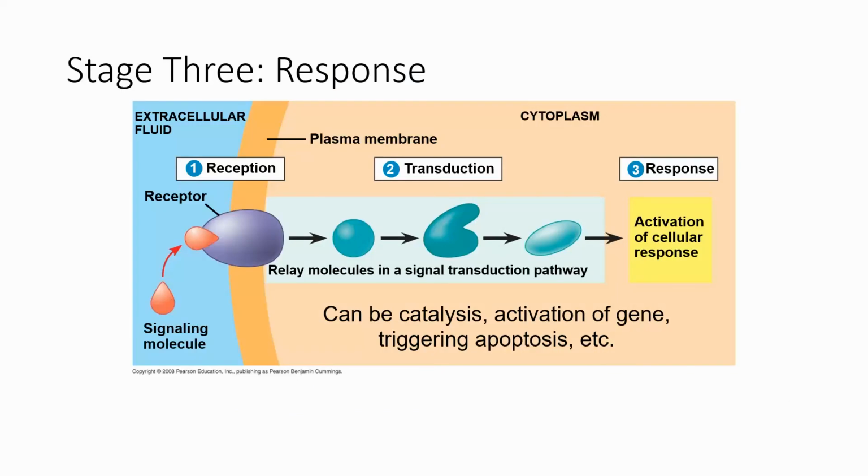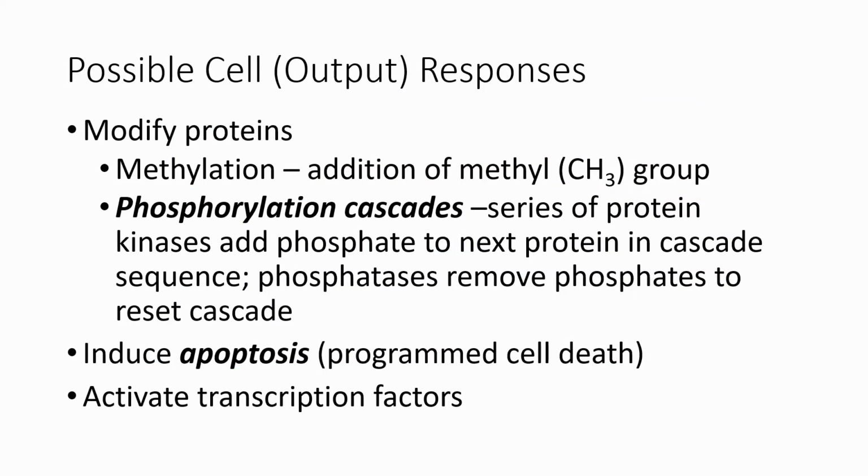Then finally, you have a response. There are a number of things that can happen. You can activate genes. That's usually done with these molecules called transcription factors. You can cause physical shape changes in the cell, or the most dramatic type of response, you can trigger apoptosis. I'll tell you why that's spooky in a minute. So, these are some of the different types of responses. I already kind of went over those.